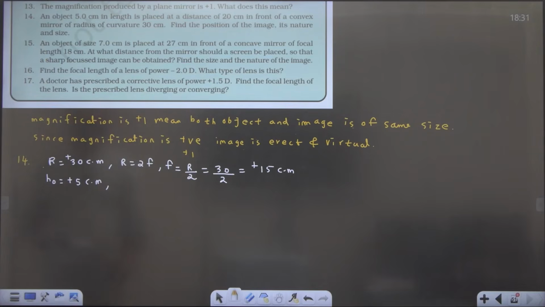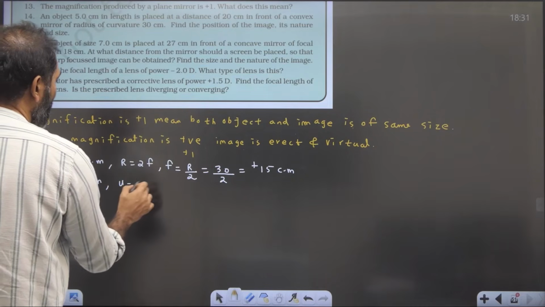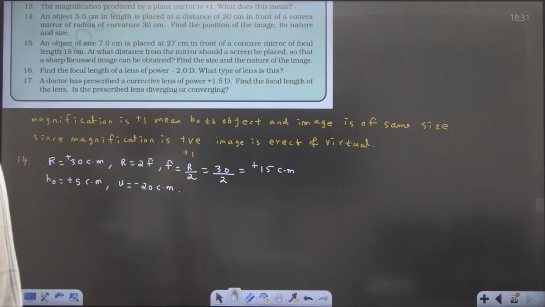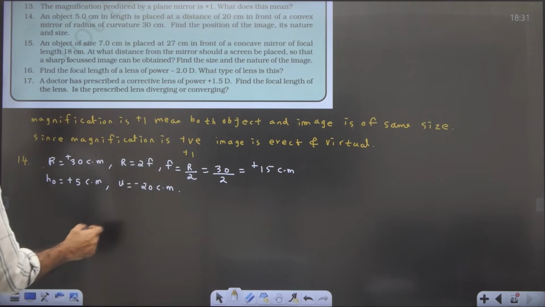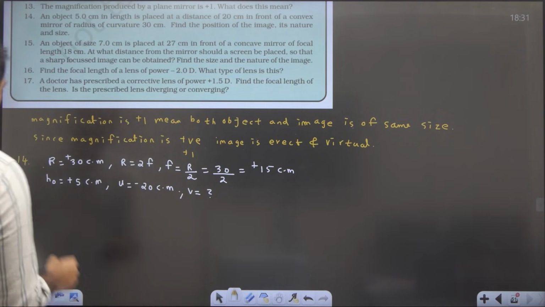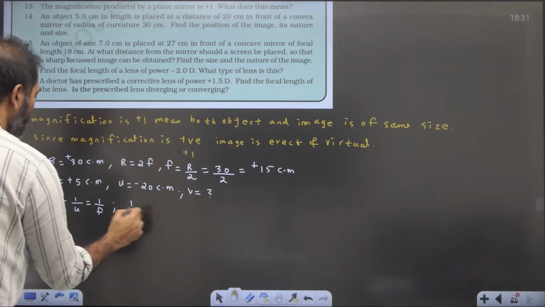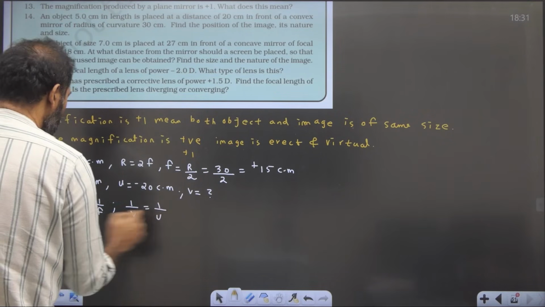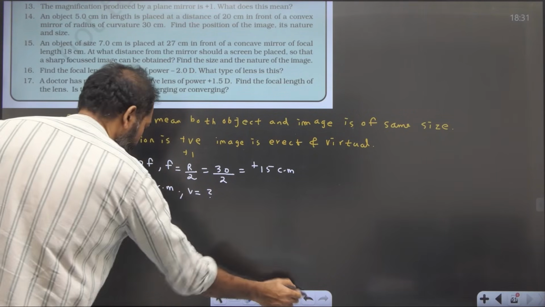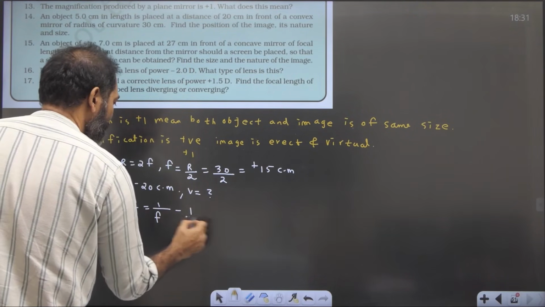The distance is 20 cm in front of a convex mirror, so the object distance is -20 cm. Now what we have to find out is the position of the image, its nature and size. So V equals question mark. Are we dealing with a lens or a mirror? Mirror. So the mirror formula is 1 by V plus 1 by U equals 1 by F. So 1 by V is equal to 1 by F minus 1 by U.